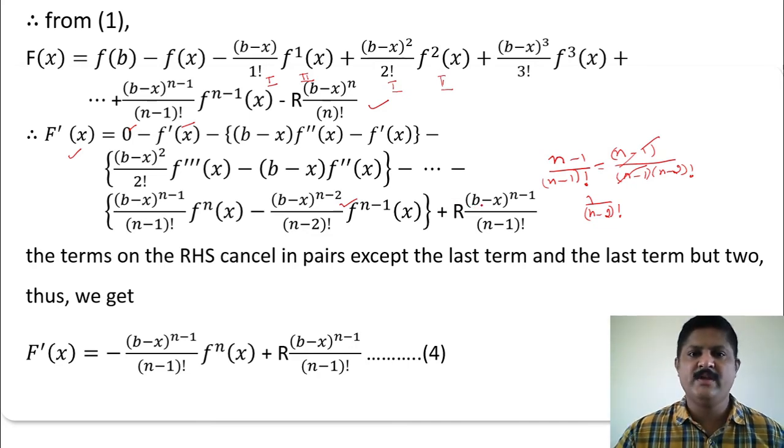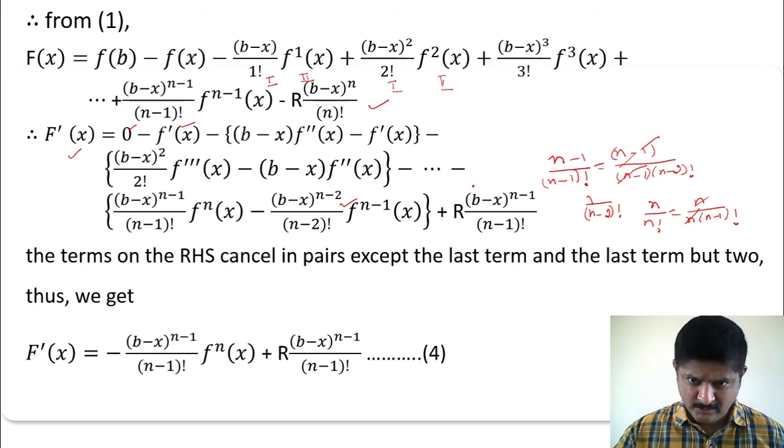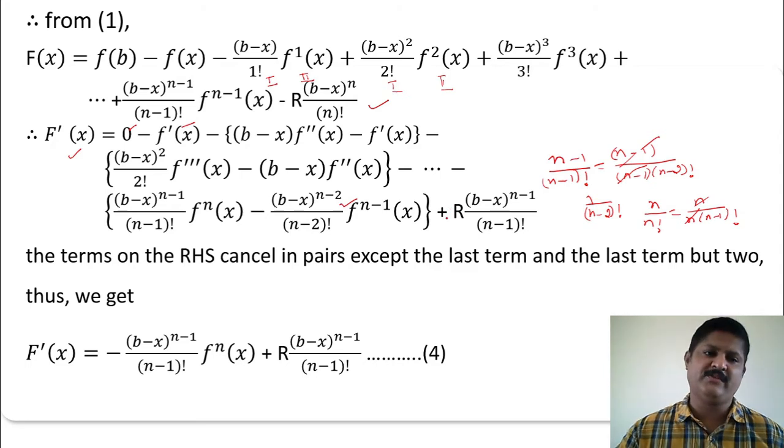Minus R into the differentiation of (b minus x) whole power n divided by n factorial is n into (b minus x) whole power n minus 1 divided by n factorial. In the numerator n is there, n cancel, n divided by n factorial equals n divided by n into n minus 1 factorial, n gets cancelled which becomes 1 by n minus 1 factorial into minus 1 is there, after differentiation of this minus 1 is there, minus into minus plus.